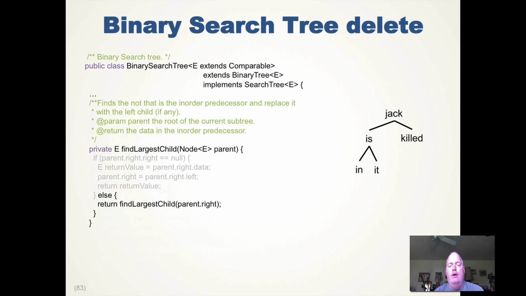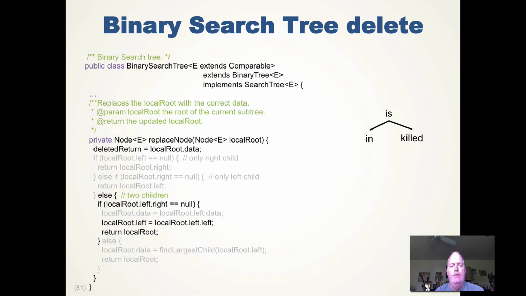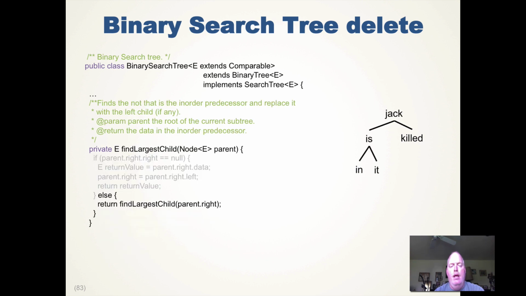So that's the recursive call. We'll keep traversing to the right until we find there are no more rights, and that's the value we use, and that's the thing that we return. That then replaces the local root data. A little bit more complicated, a little trickier, but it does keep the tree a binary search tree. And that's all I have. Thank you very much.